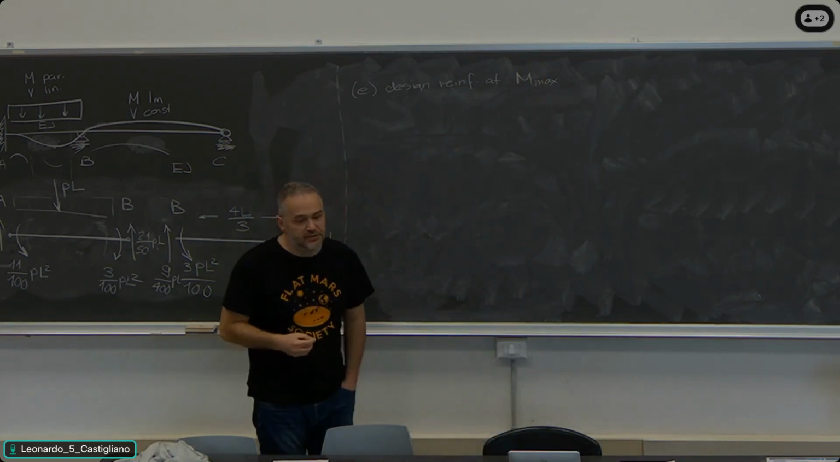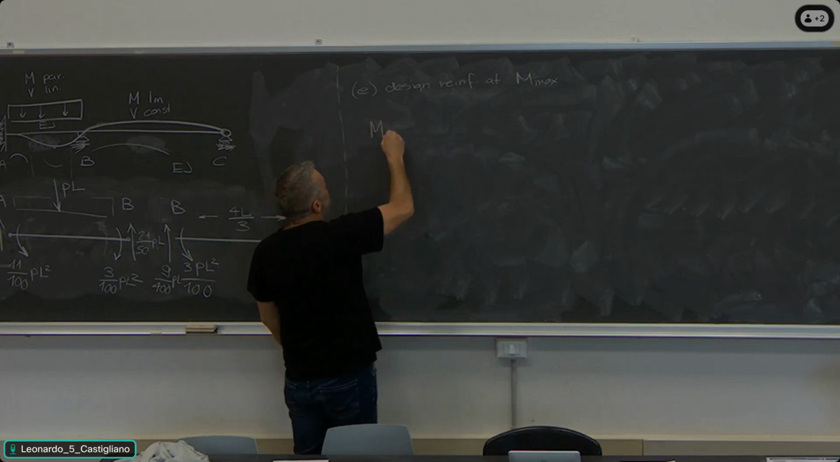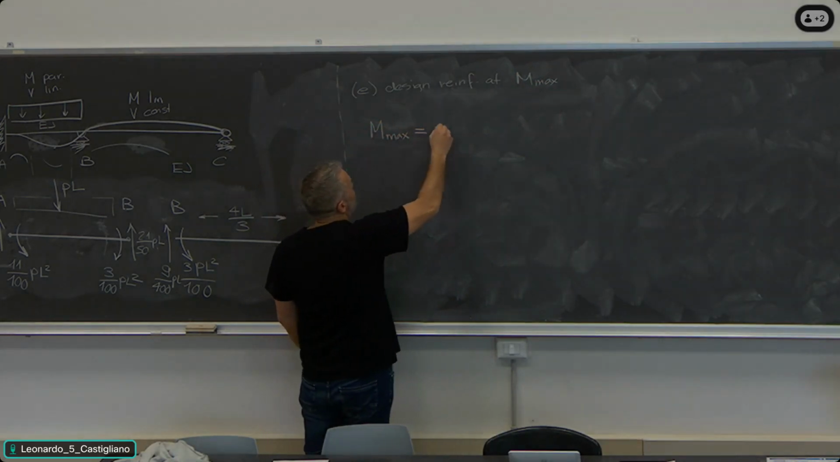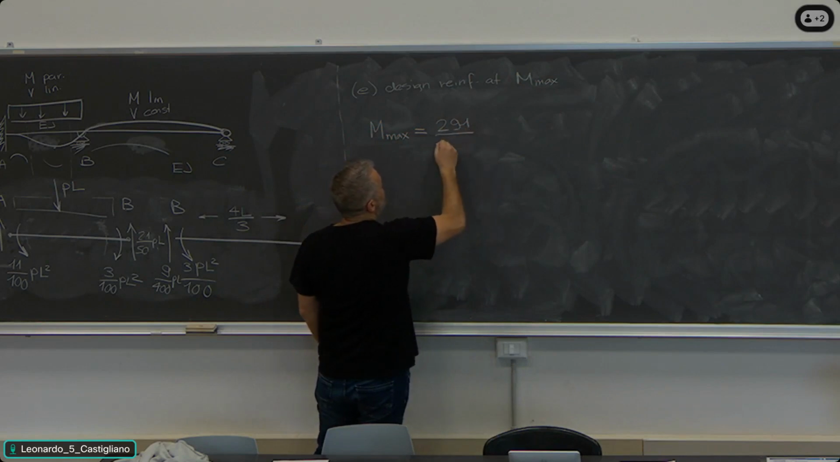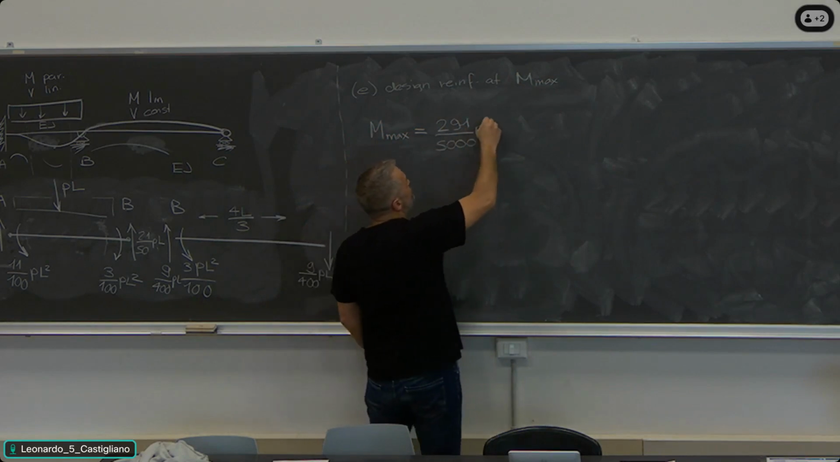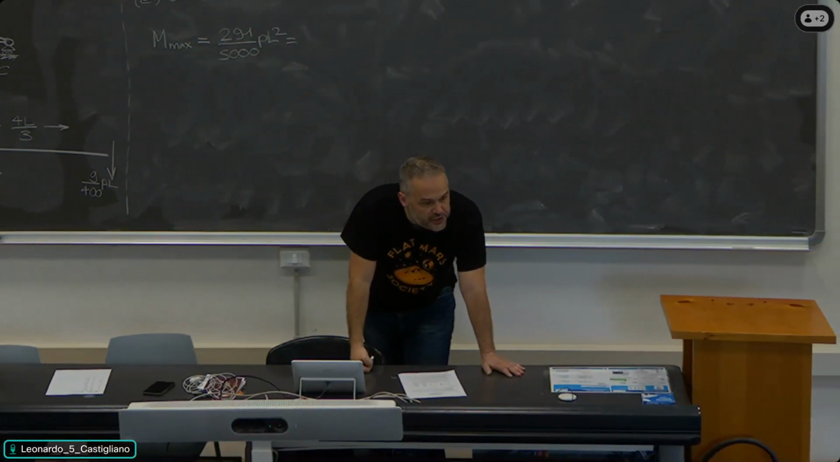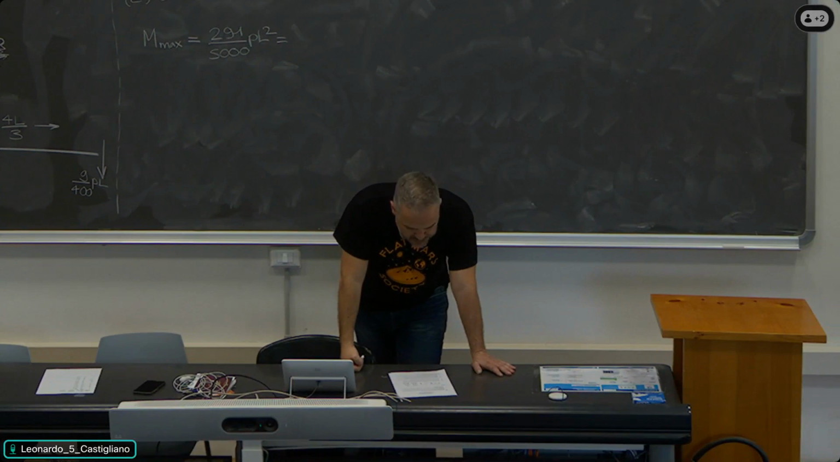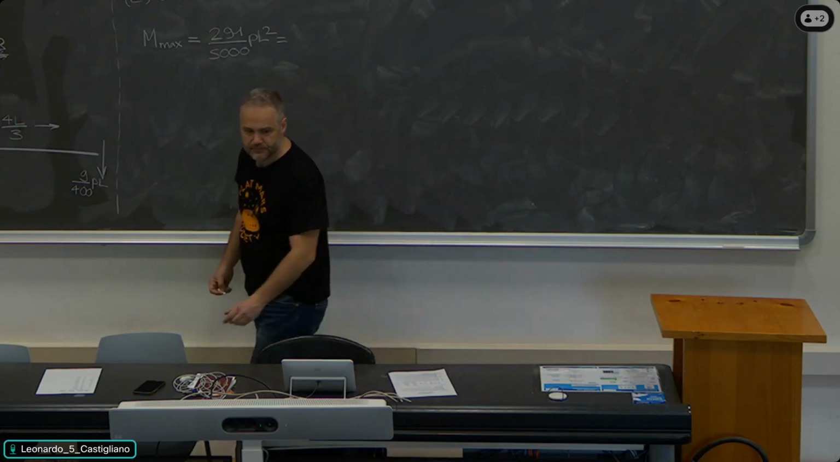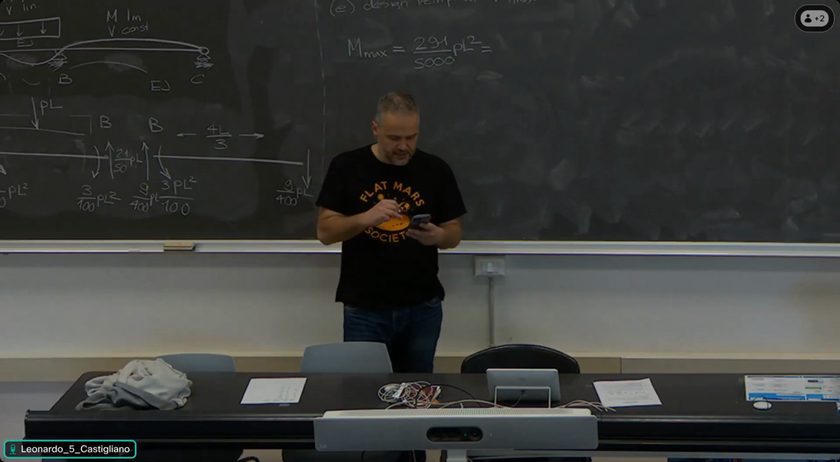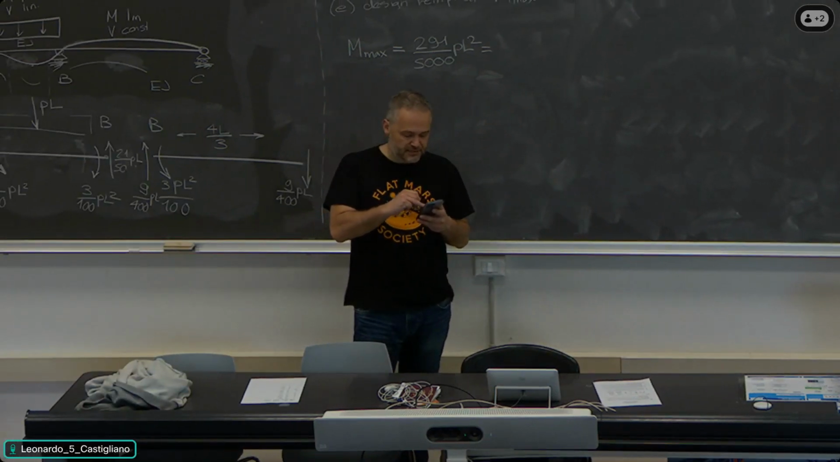First of all, what is the value of M max? In symbolic way, it was 291 over 5000 PL square, we have to replace the values. So P is 30 kilonewton over meter, load at ultimate limit states, and L is 6. So somebody do the math for me. 291 over 5,000 times 30 times 6 times 6. I will also do it, just to check. Can somebody do the calculation for me, please?